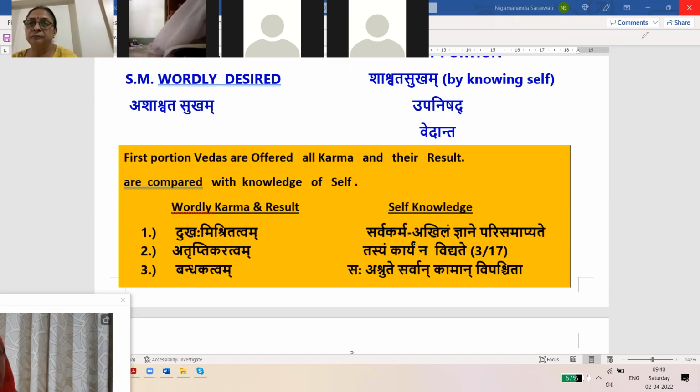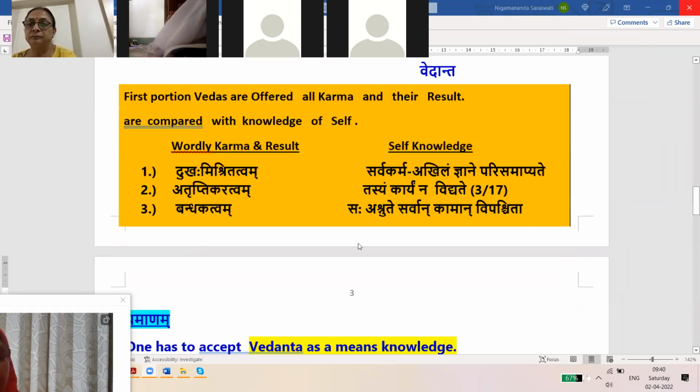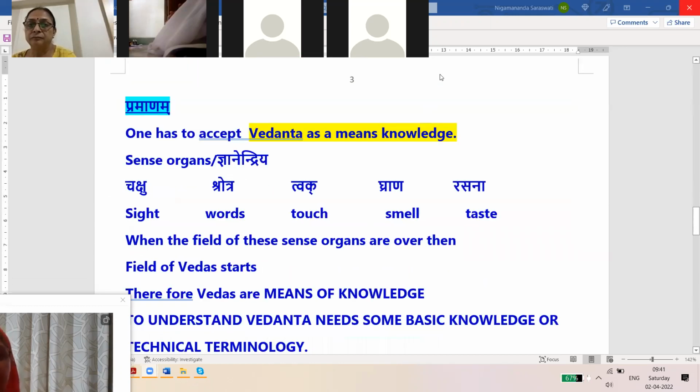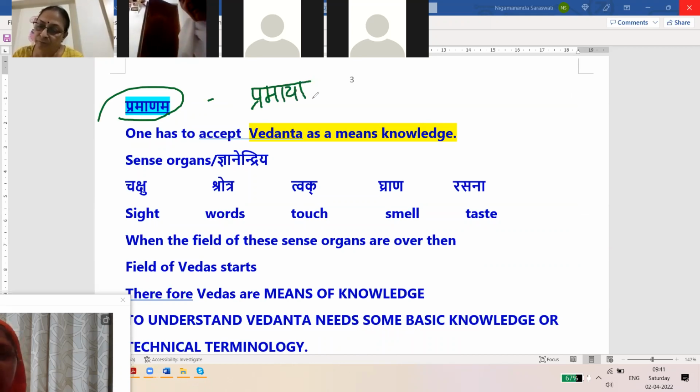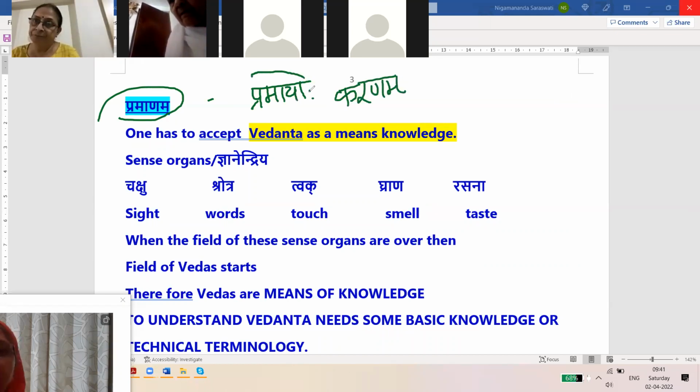So now we understand why we have to study Vedanta. That much portion is over. Now, one very important portion. I'm not going into that much detail, but still one has to know. Okay, Veda is called Pramanam. Pramanam means means of knowledge. I have written Pramanam, Pramayaha Karanam. Prama means knowledge. Karanam means instrument.